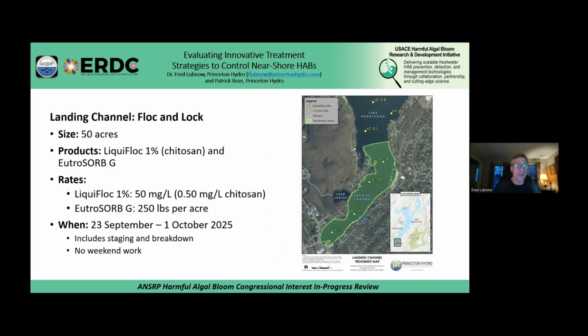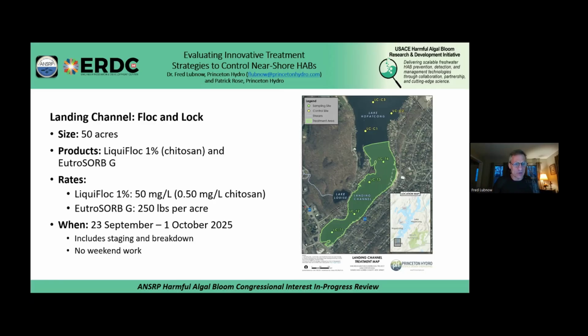We also did some other treatments. In Landing Channel, we did what's called a flock and lock assessment. Here we used a product called chitosan, which is essentially ground up shellfish like shrimp. It's environmentally friendly, number one, and number two, it's known to be a good flocking agent. We used that in combination with Utrizorb G, which is a bonding product. It uses lanthanum. It's clay-based, so it's binding the phosphorus. So we're flocking the cells out and locking the cells and the phosphorus.